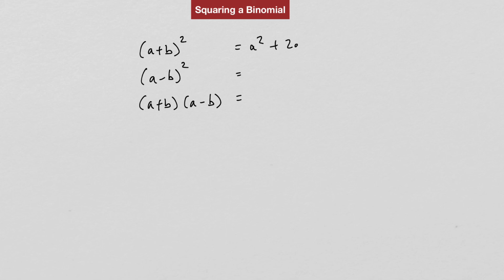They are a plus b quantity squared, a minus b quantity squared, and then we have a conjugate pair, a plus b times a minus b. All of these equal to a squared plus 2ab plus b squared. The second one is a squared minus 2ab plus b squared. And then the last one is a squared minus b squared.